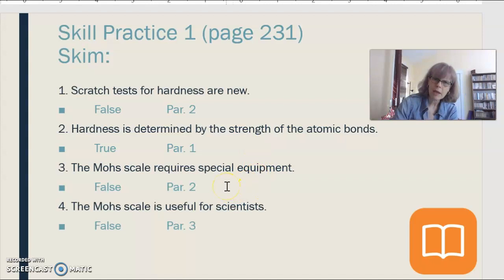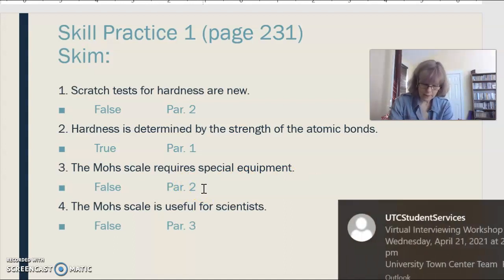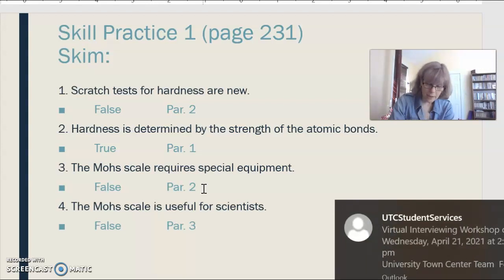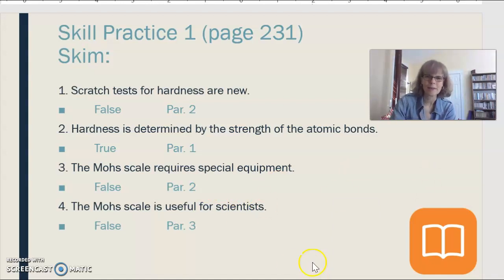But number 3, the Mohs scale requires special equipment. I see in paragraph 2 that that's false. Paragraph 2 says something about it's easy to use. It requires no special tools or equipment. And then the last one, the Mohs scale is useful for scientists. And I said false. I'm looking here at paragraph 3. Just the first sentence says the scale is not precise enough for scientists. It's not really what they use. It's more just for regular people. So good work.